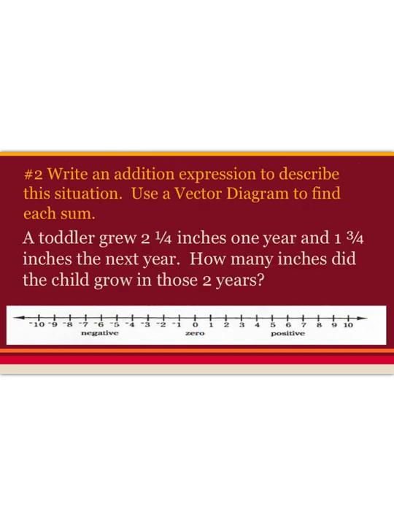Let's try this again. This time we're going to use some rational numbers. We're still going to write an addition expression, and we're still going to use our vector diagram. So it says a toddler grew 2 1/4 inches. So if they're growing, we're implying that that is a positive 2 1/4. And that's an addition problem. Another 1 3/4 inches the next year. And we want to know how many inches did the child grow in those 2 years.